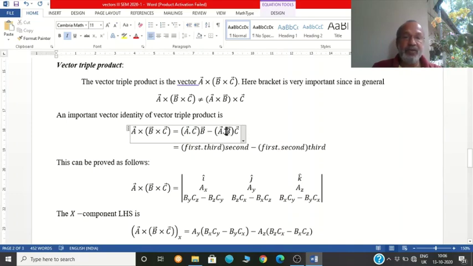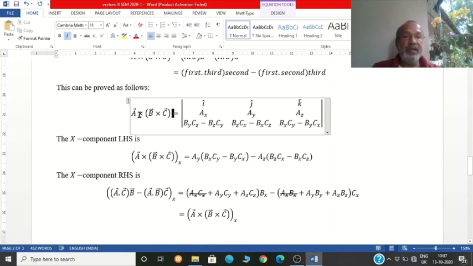A dot B is also a scalar. So this is some scalar number into a vector. So this is vector minus vector. So that is also a vector. So LHS is a vector, RHS is also a vector. Now I am going to prove a vector identity. For that I will evaluate this A cross B cross C by the definition of cross product.